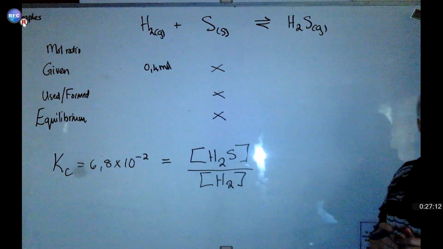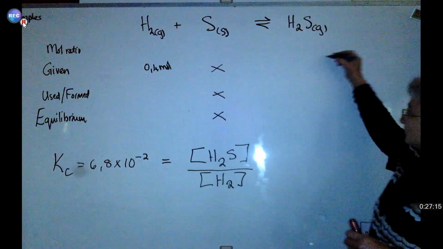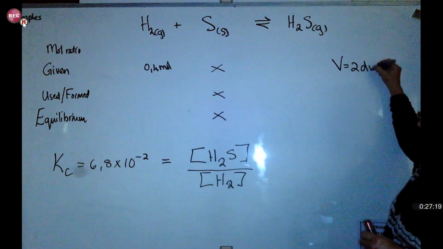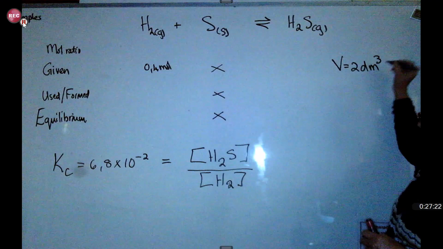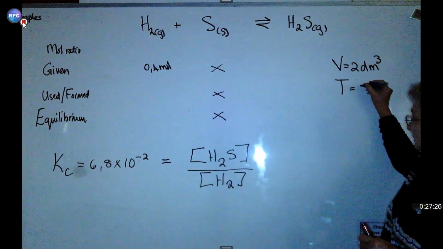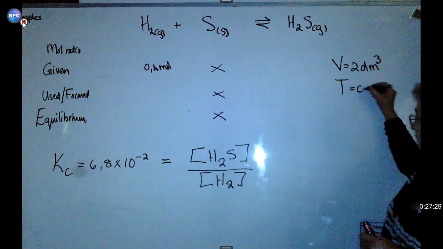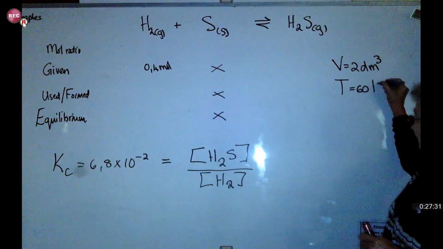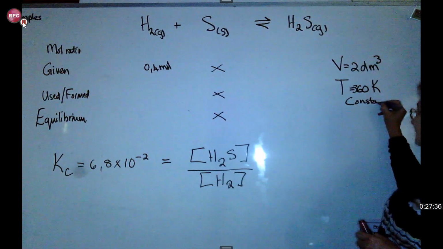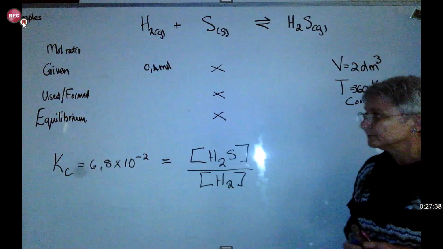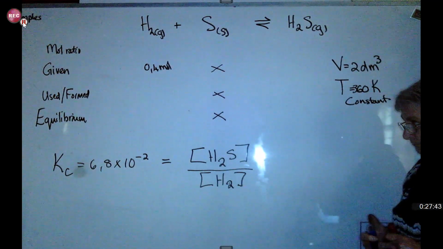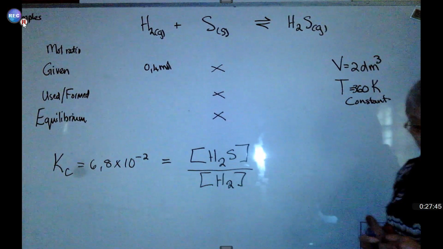They gave us volume as well. What is the volume? It's 2 cubic decimeters. Temperature is constant, 360 Kelvin. So it's constant, and there will be an equilibrium reached. Is that all they give us?